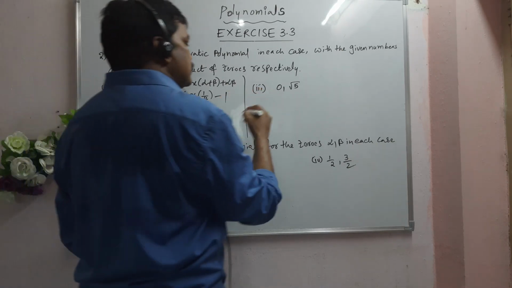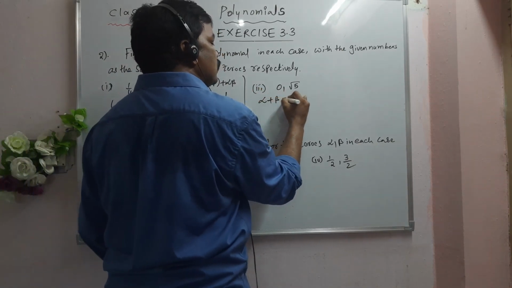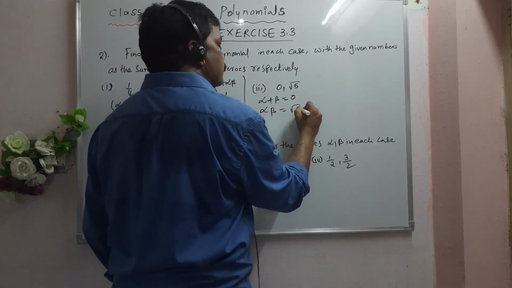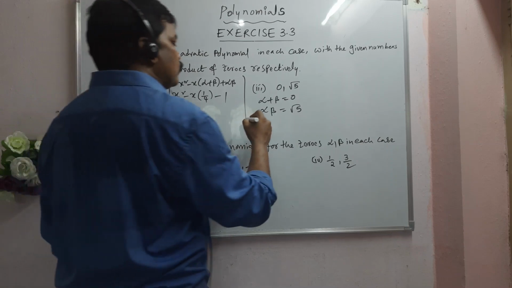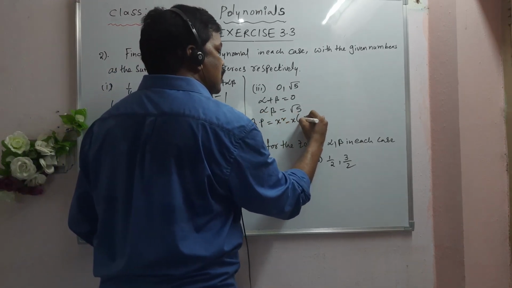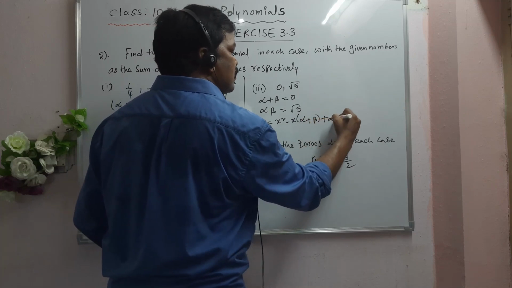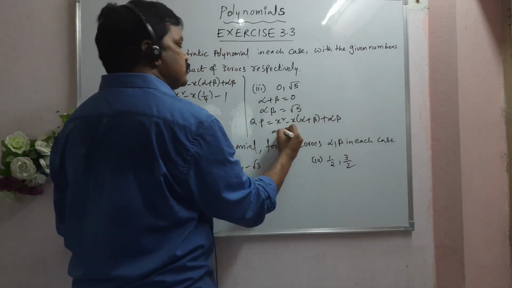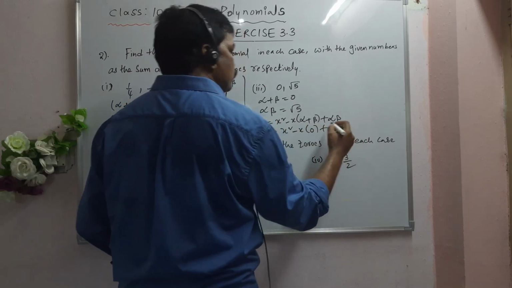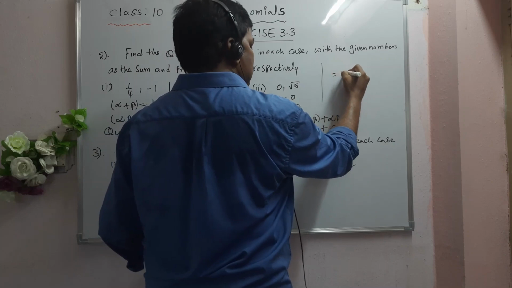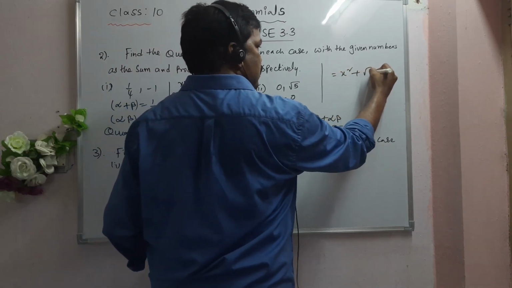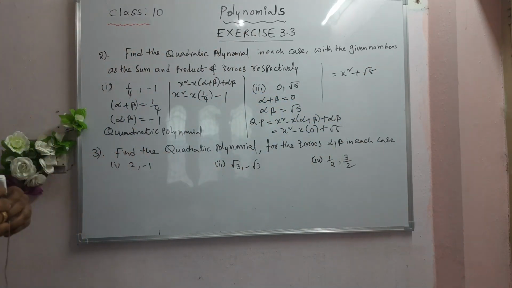Right. Coming to this, here alpha plus beta is equal to 0. Sum of the zeros is 0. Product of the zeros is root 5. Therefore, what is the quadratic polynomial? X square minus x times alpha plus beta plus alpha beta. Let us substitute here. X square minus x times 0 plus alpha beta is root 5. So that is x square, x times 0 is 0. This is plus root 5, x square plus root 5.